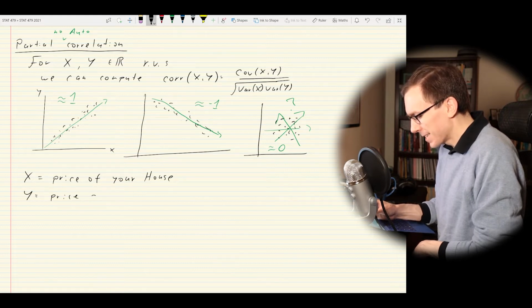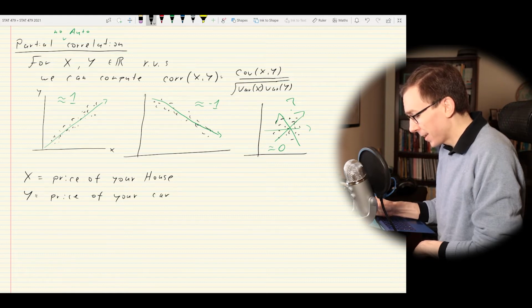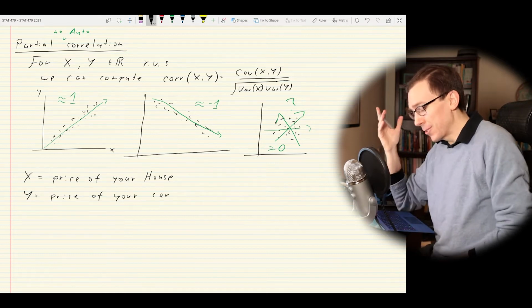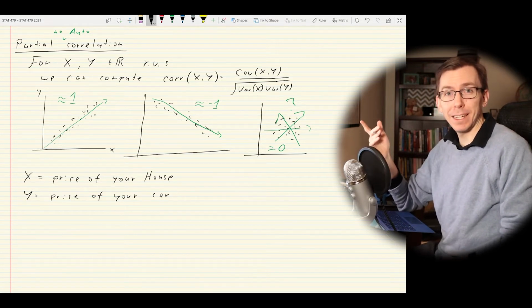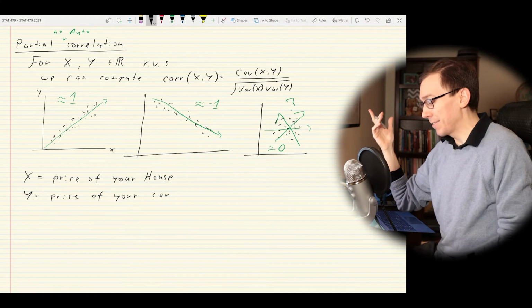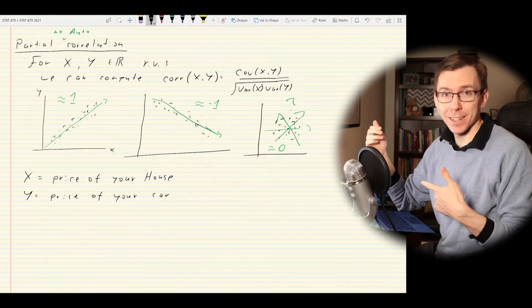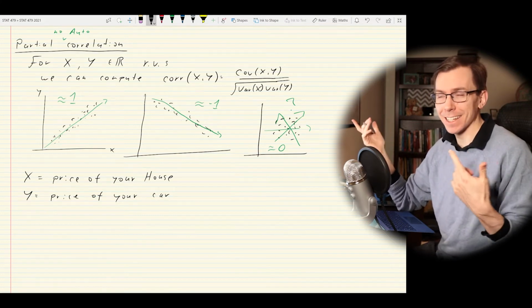And Y is the price of your car. So now we have data. We're collecting data from people in Edmonton. We have the price of their house and the price of the car sitting in their garage, if their house, I guess, has a garage.